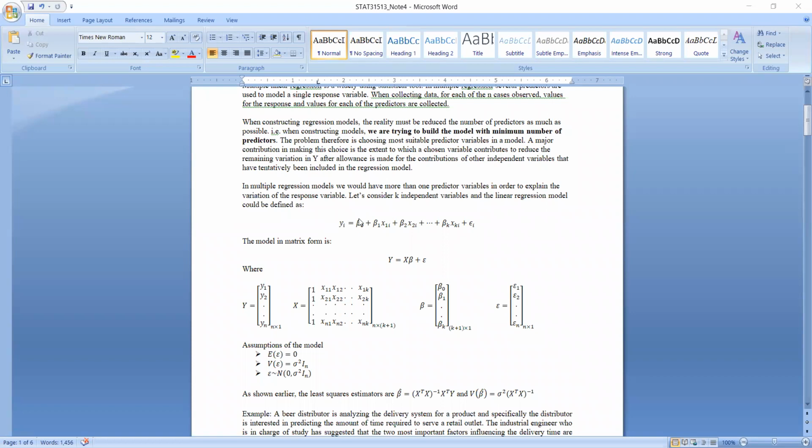Starting from beta naught, beta 1, beta 2 up to beta k, you have k plus 1 parameters in the multiple linear regression model. Right? You have k plus 1 parameters.